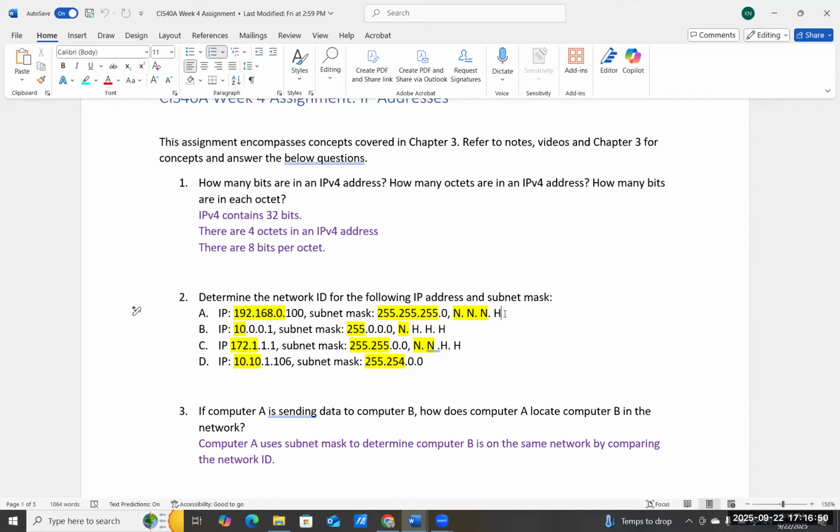Okay. Subnet was the beast for beast. Yeah. But it's getting better.